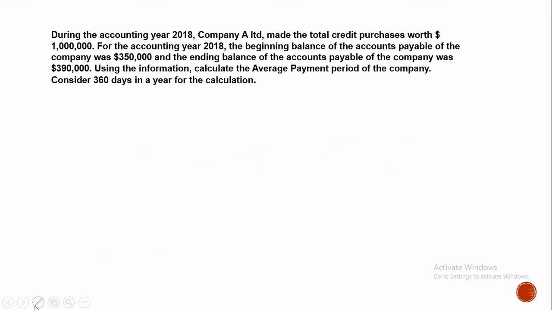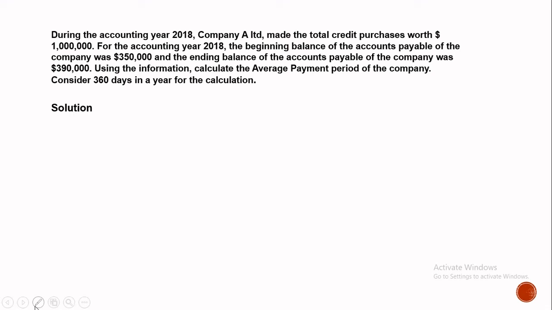Let's see a math and solve it. During the accounting year 2018, Company A Limited made total credit purchases worth 10 lakh. The beginning balance of the accounts payable of the company was 350,000 and the ending balance of the accounts payable of the company was 390,000. Using this information, calculate the average payment period of the company. Consider 360 days in a year for the calculation.